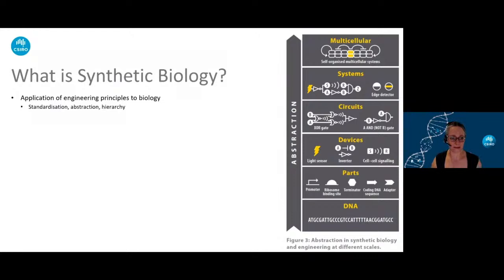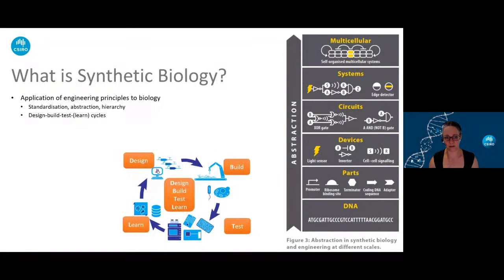We use standardized DNA-encoded parts, we use concepts of abstraction and hierarchy to recombine those parts and build more complex devices and whole organisms. We also do iterative design, build, test and learn cycles to improve on a particular design until it works effectively. And of course, we then take that through the impact pathway from scale up to market.